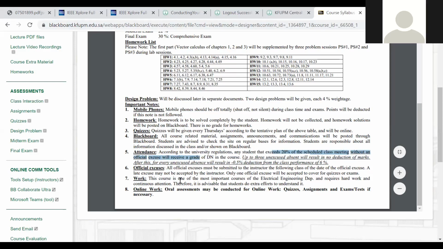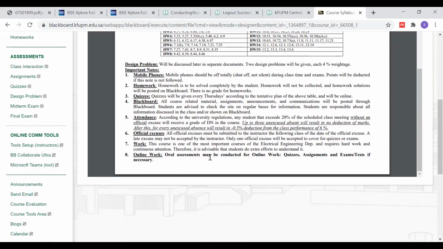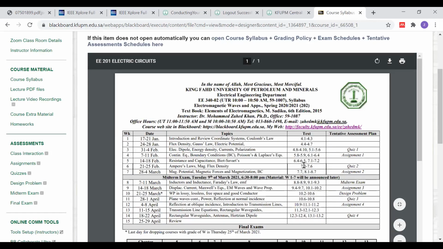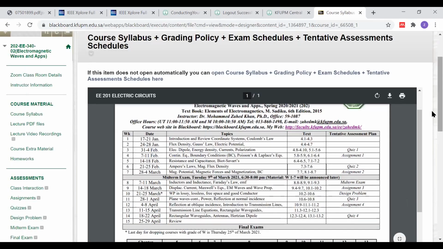Then official excuses, you know very well that it will be from the student affairs. And this is the last sentence: in case the situation changes and demands that exams and assessments be conducted virtually, then we will talk about this last point. Okay, so this is our course syllabus. Anything you want to ask? No? Okay, so let's then start.